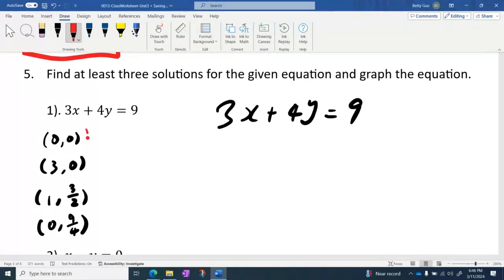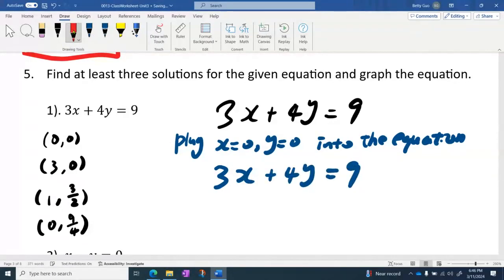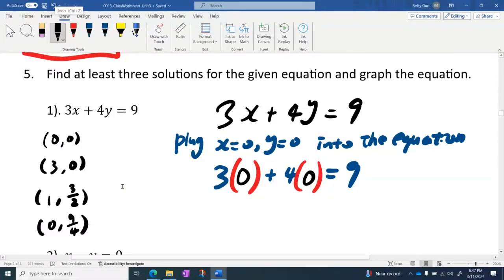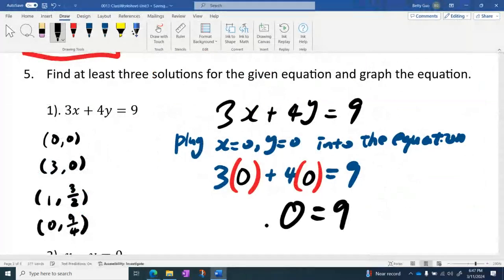Okay, let's try the first one, (0, 0). How do we determine if (0, 0) is a solution? We're going to plug x equals 0, y equals 0 into the equation 3x + 4y = 9. Do we have a true statement or a contradiction? The left side is 0, the right side is 9. Obviously, this is a contradiction, right? It means the ordered pair (0, 0) does not satisfy the equation. It is not a solution of the equation.